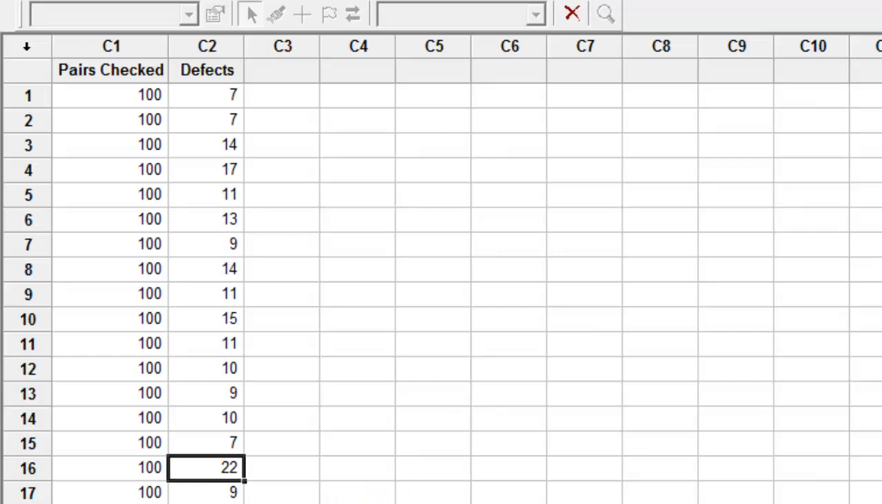I hope this simple video helps you understand how to conduct the C chart on Minitab.